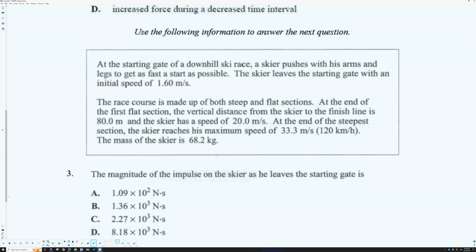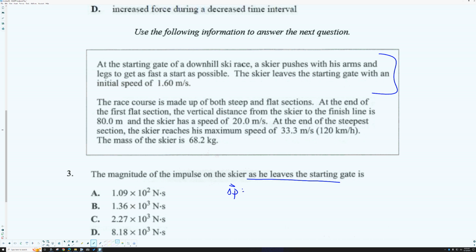Number 3 says the magnitude of the impulse on the skier as he leaves the starting gate. So the relevant section of this is leaving the starting gate. That's this, right? This is the relevant part of this question. If we're looking for impulse, we know we're going to say delta P is equal to either F times delta T or m times delta v.